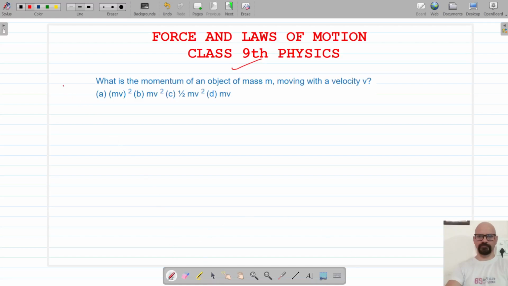For the next question, it's asked what is the momentum of an object of mass m moving with velocity v? And we know that the momentum is denoted by p, and it is measured as the product of mass and velocity. So the correct option is option D. Let's move on to the next one.